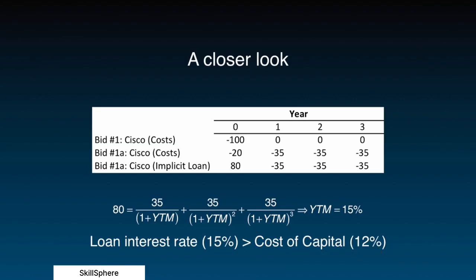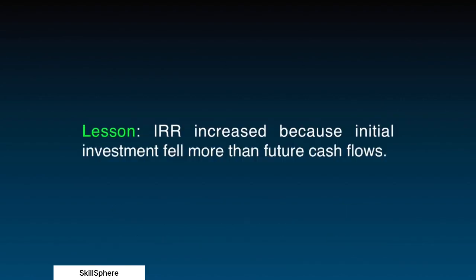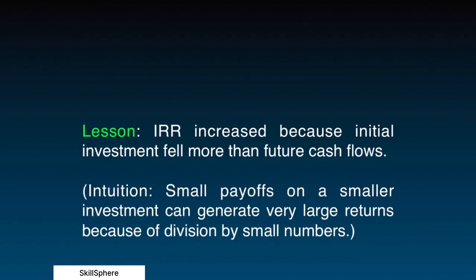Right? See, what happened is the IRR increased because the initial investment fell more than the future cash flows. Small payoffs on a really small investment can generate very large returns. We're dividing by small numbers here.